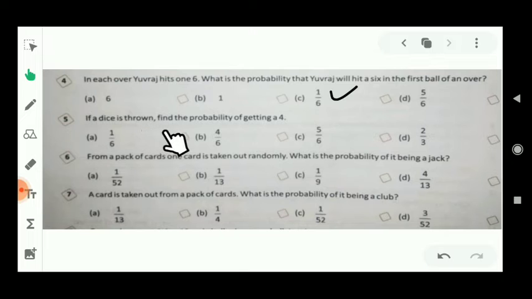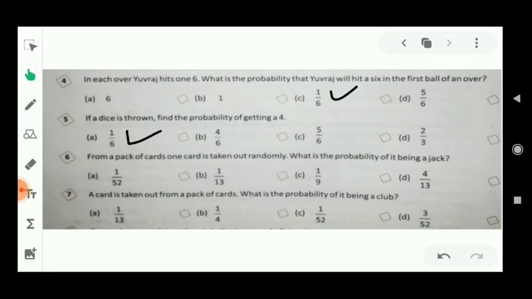If a dice is thrown, find the probability of getting 4. As you know, students, I told you in the previous questions that in a dice the total number of numbers is 6. That means total possible outcomes will be 6, and 4 is only 1 time. That means possible outcomes will be 1. So the probability of getting a 4 will be 1 upon 6. That means option number A will be right for this question.